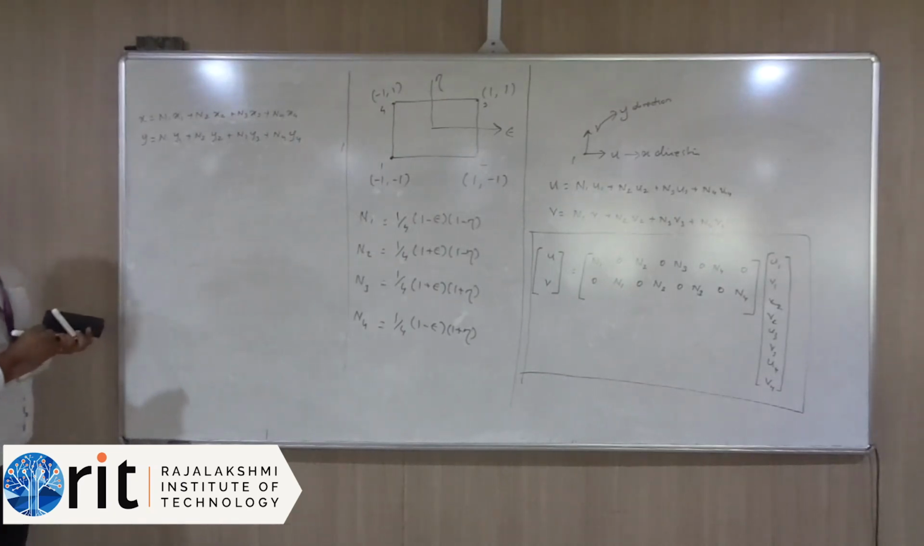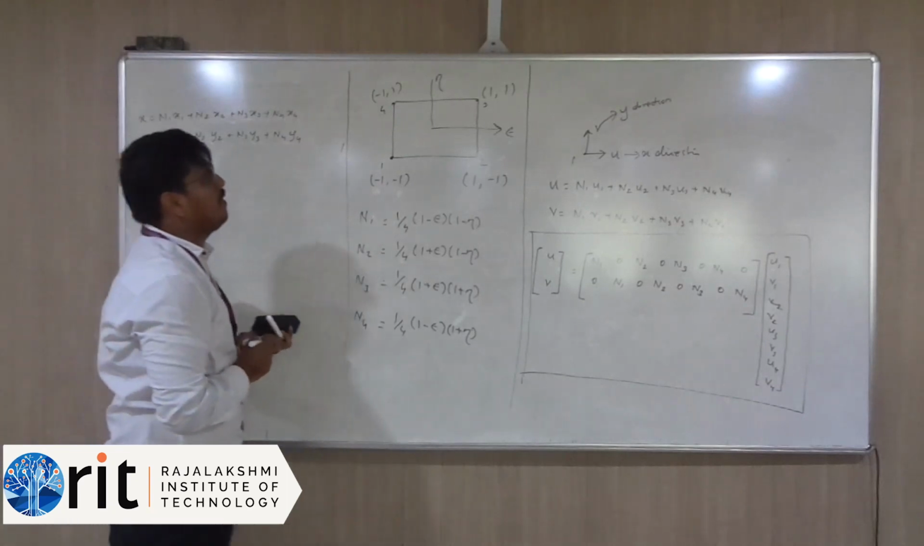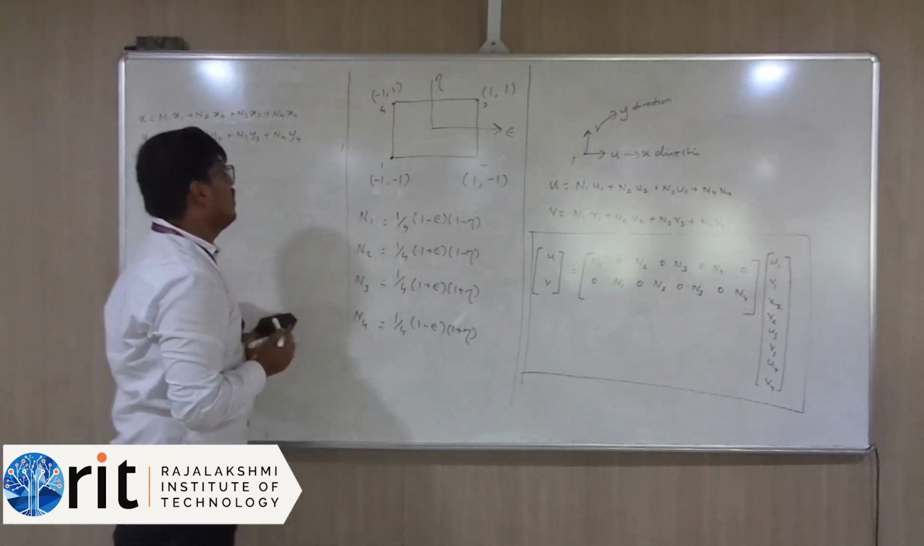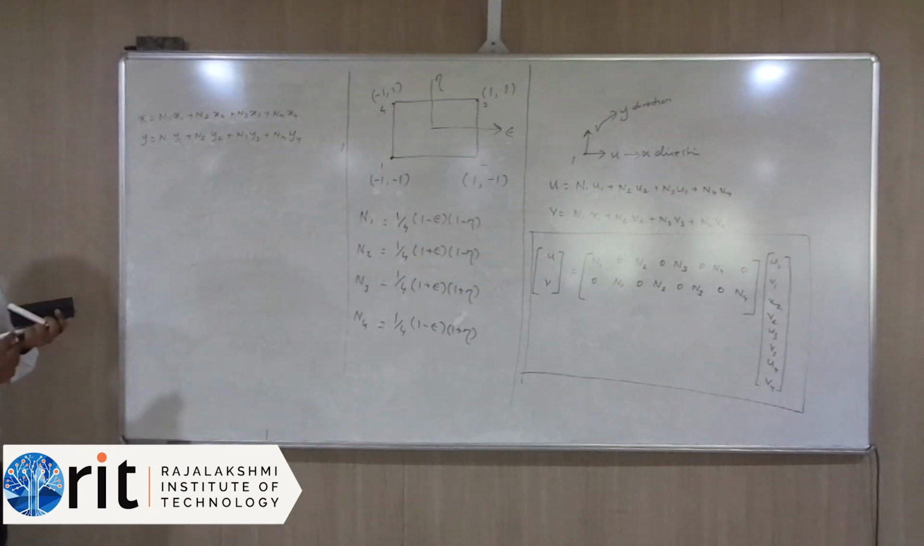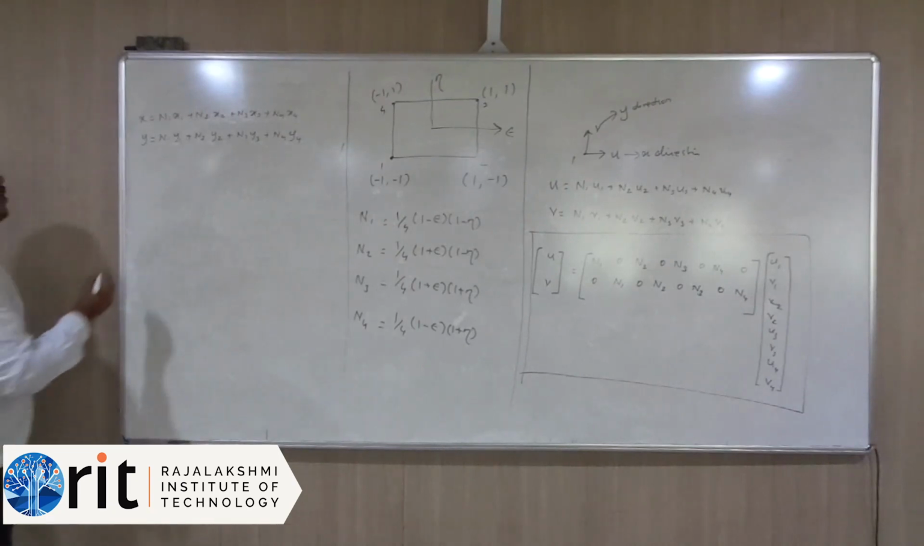Next we are going to see how the transformation is going to take place between x, y and epsilon, eta. For this we are going to use the Jacobian transformation. Now I am going to derive the Jacobian transformation matrix. How? First I am going to take a field variable.